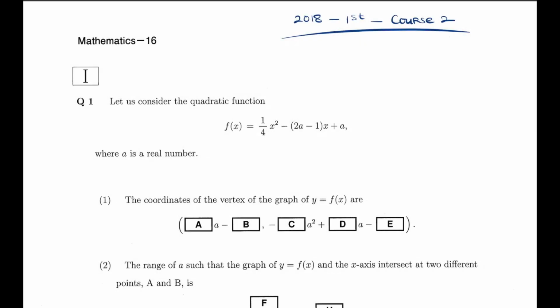Halo semuanya, di video kali ini Koko akan bahas Past Paper EJU tahun 2018 untuk first session. Dan yang kita akan bahas adalah course 2. Di video ini Koko akan bahas untuk soal pertama dan kedua yang berasal dari section pertama. Nanti di video berikutnya Koko akan bahas section-section yang berikutnya.